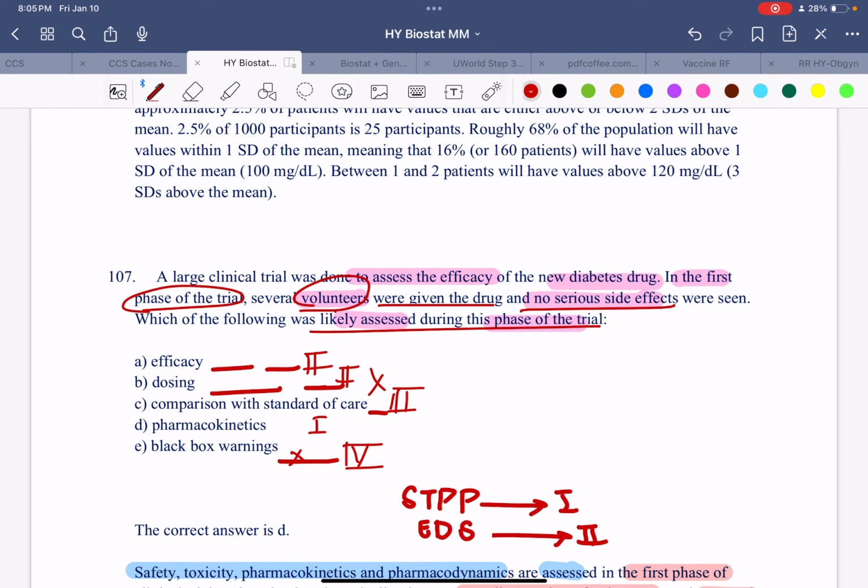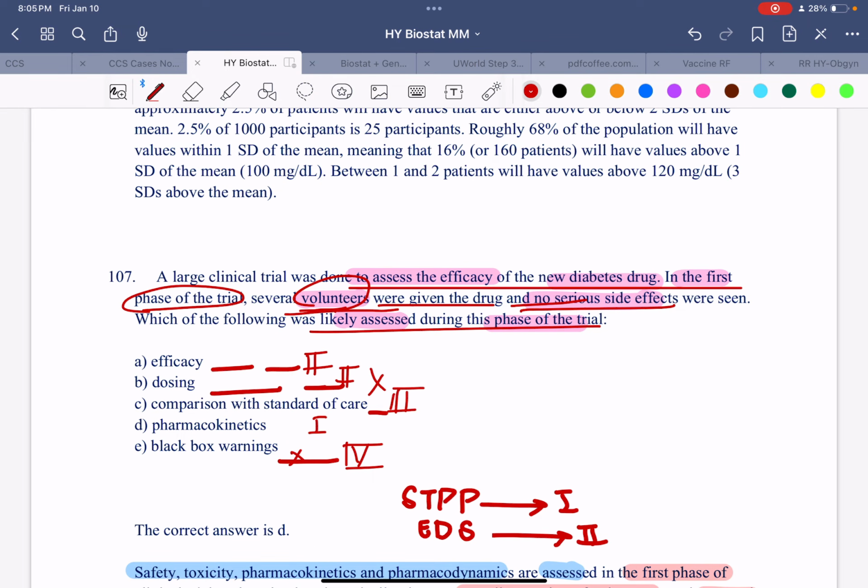Question 107. A large clinical trial was done to assess the efficacy of a new diabetes drug. In the first phase of the trial, 7 volunteers were given the drug and no serious adverse effects were seen. What is likely assessed during this phase? So first you should note that this is a phase in which healthy volunteers are given the drug and they have no side effects. So this is phase 1.